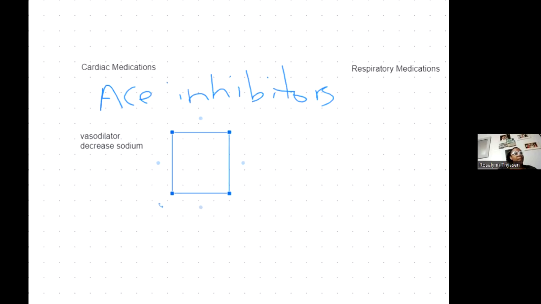Does it increase potassium a whole lot? It just says on here one of the side effects is hyperkalemia. So it will increase it a little bit, not a whole lot though, but yes. All right. Dry cough is something that we're always going to see. That's the main side effect, the dry cough.